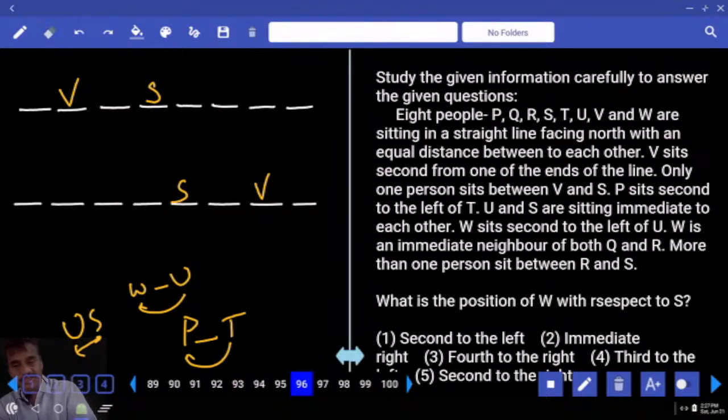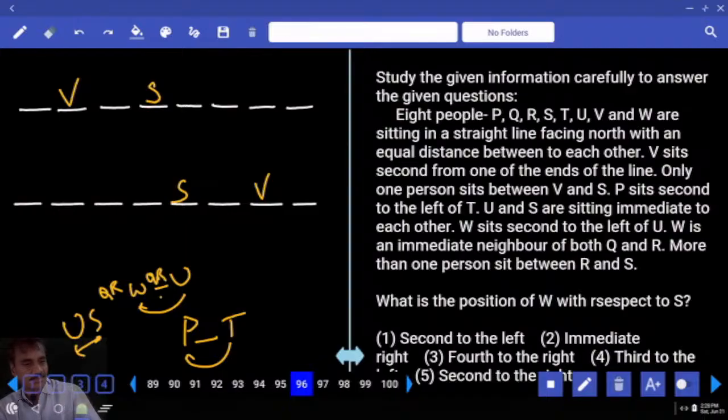Then W is an immediate neighbor of both Q and R. Now W is an immediate neighbor of whom? Both Q and R in this order. That means Q, R, W, and U must be together. Now these four persons must be together, isn't it? Then what is the possibility we have? Q and R and these four persons must be together.